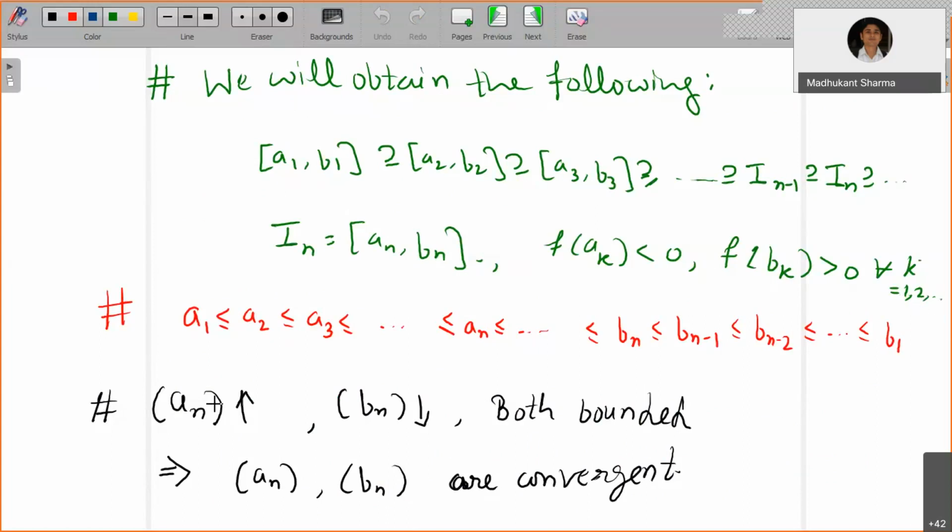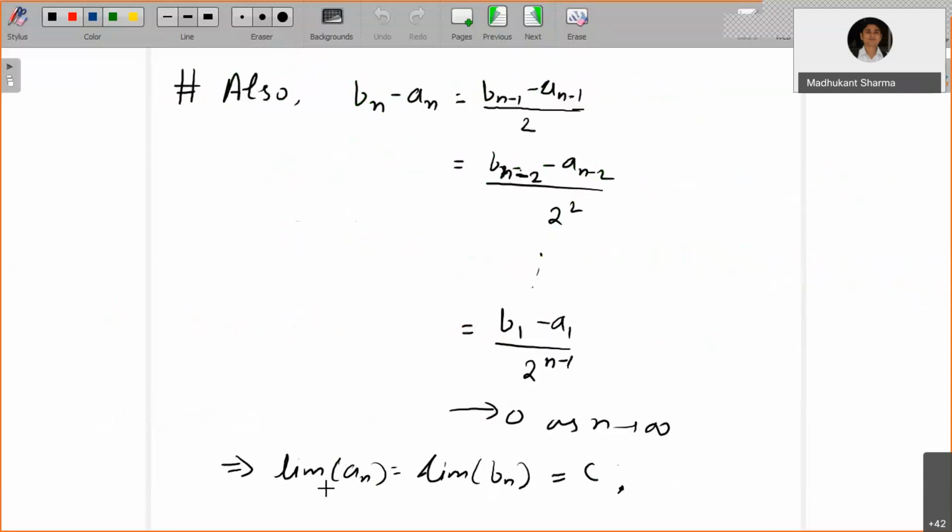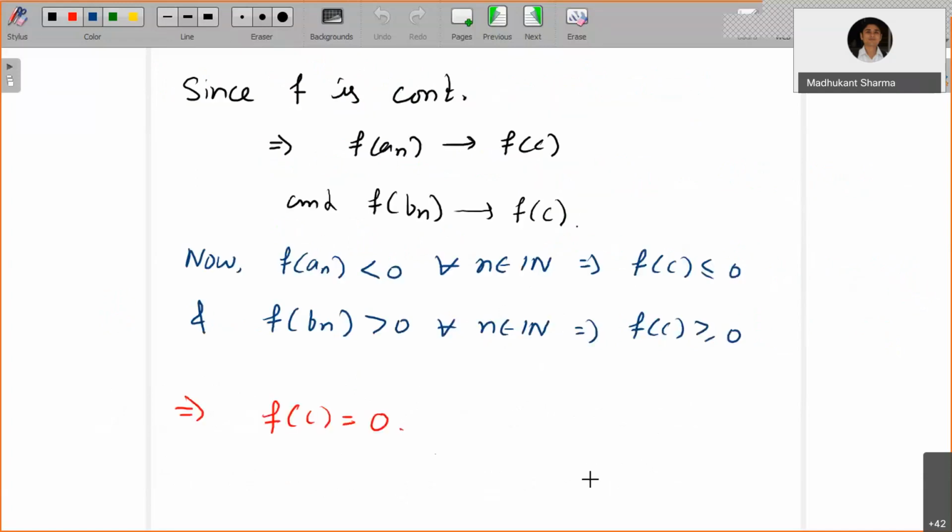And we have also shown that an is monotonically increasing and bounded. bn is also monotonically decreasing and bounded. So that will imply both are convergent because of the monotone convergence theorem. And we have also shown that the limit of an is equal to the limit of bn, which is equal to c. Okay. Now, f is continuous. f of an will converge to f of c because an is converging to c.